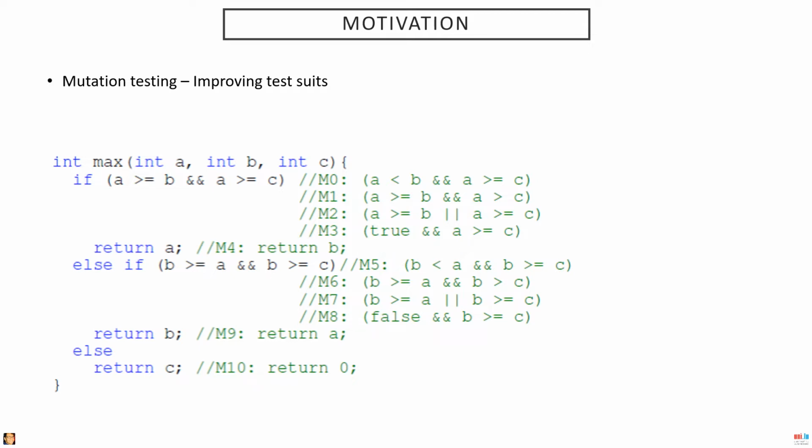As you can see here in the example of max function, 11 mutants have been generated from M0 to M10. Now the tester can improve the test suite by designing test cases to distinguish the observable behavior between the mutant and the original program, or we call it killing the mutants.